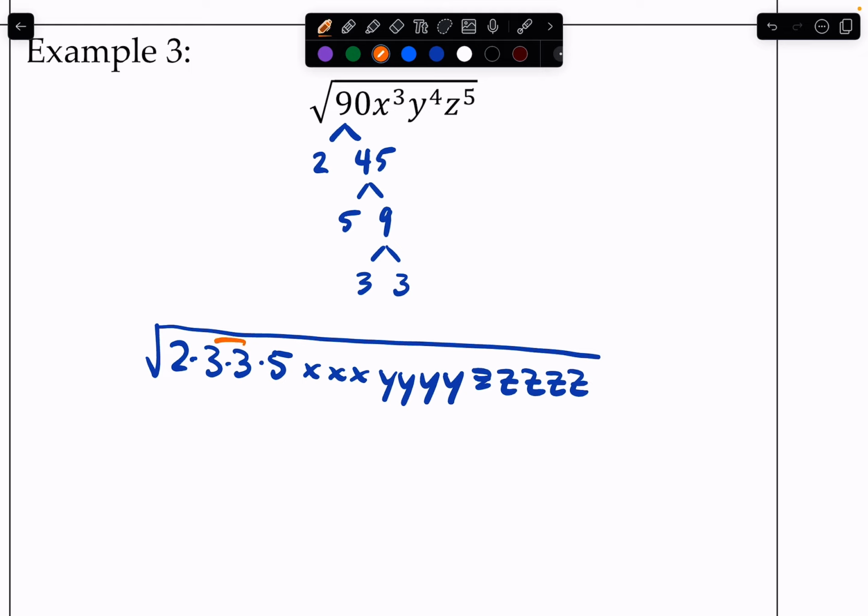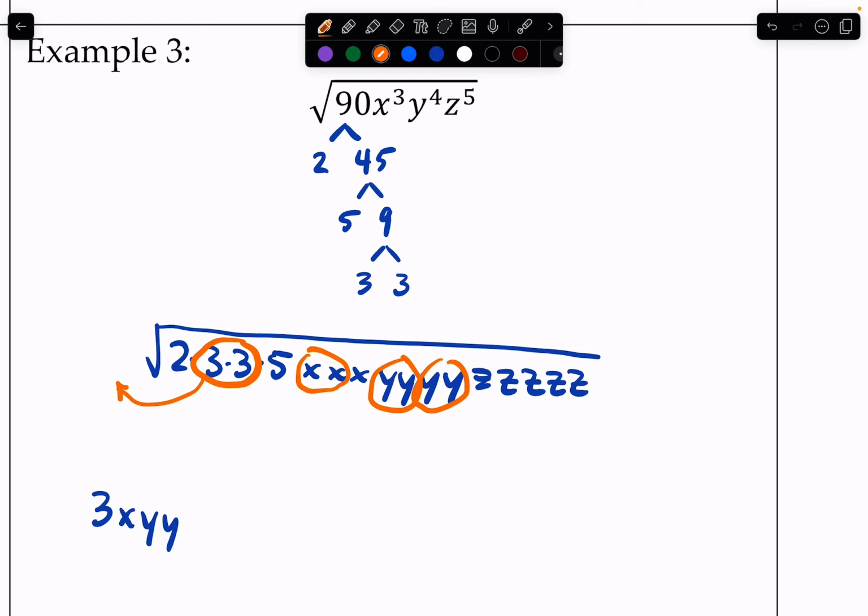For example, 3 times 3 is 9, right? Whenever I take the square root of 9, it turns into a 3. So whenever I see a pair of 3's inside the radical, those can be brought out as a single 3. And anything else that's a pair, I can do the exact same thing. So I have a pair of x's. That pair of x's can be brought out as a single x. I have a pair of y's, and then another pair of y's. Each one of those pairs gets brought out as a separate y.